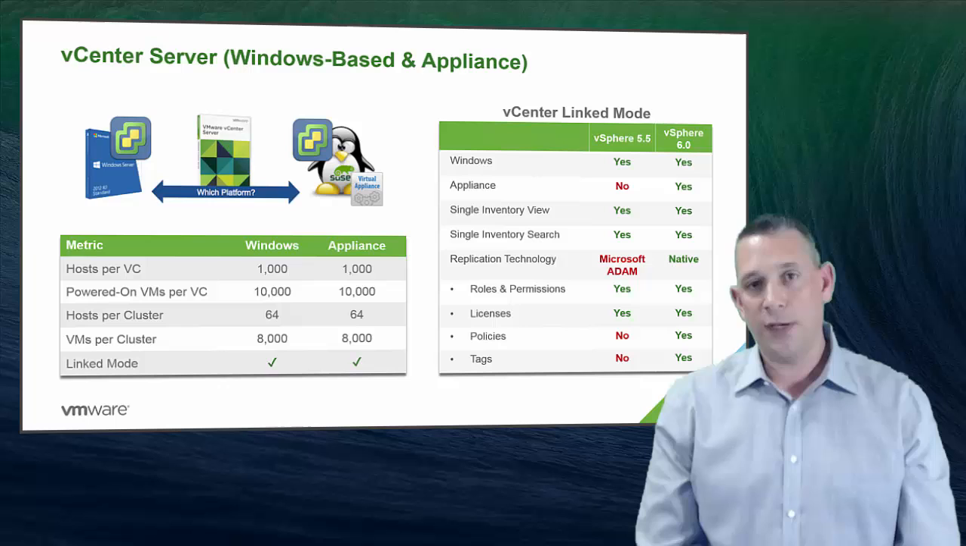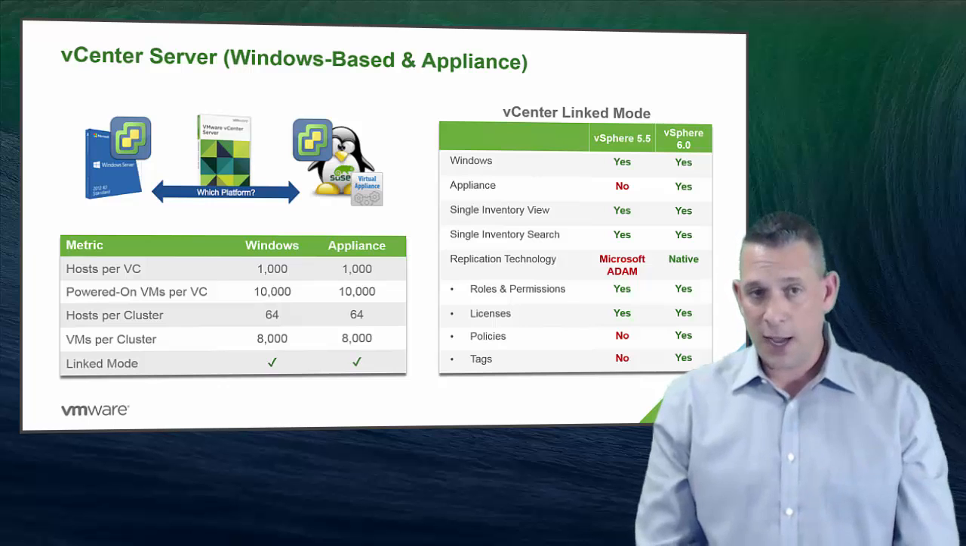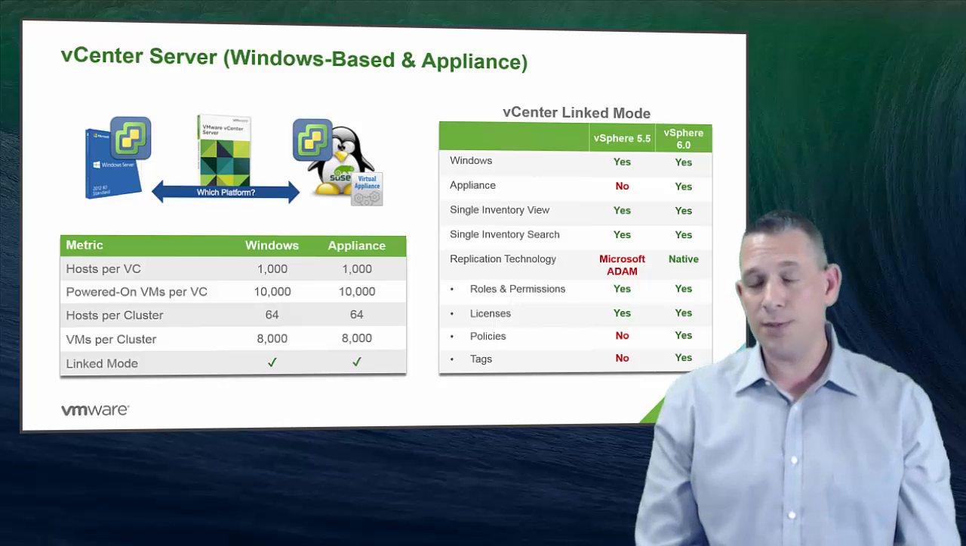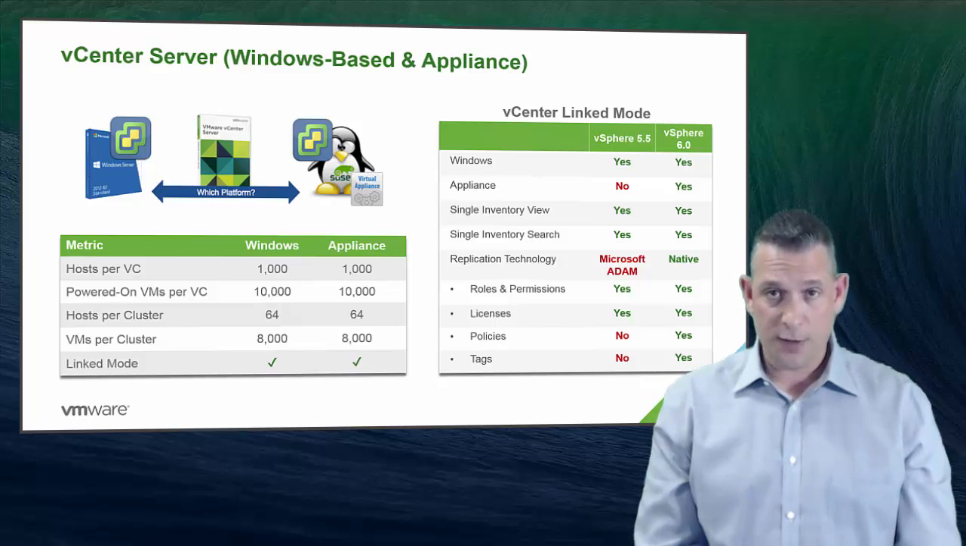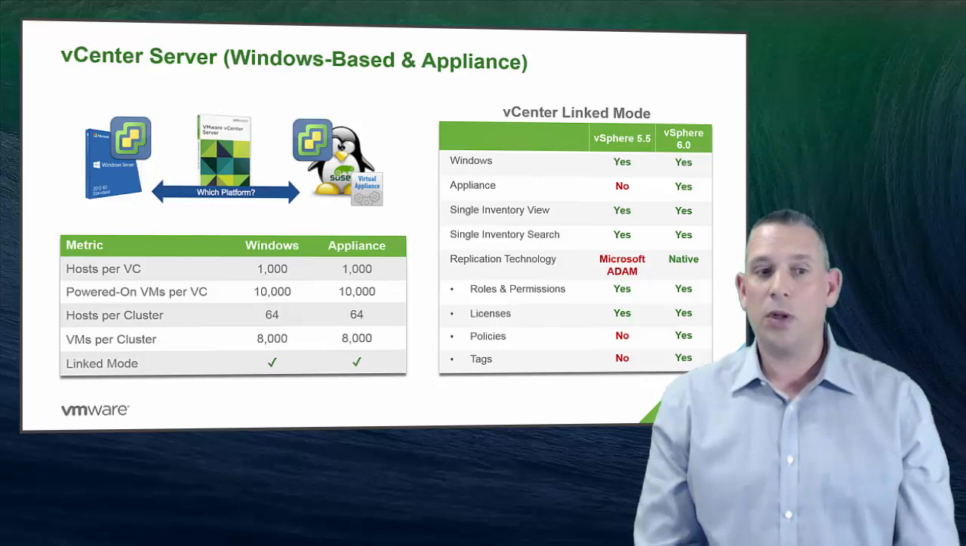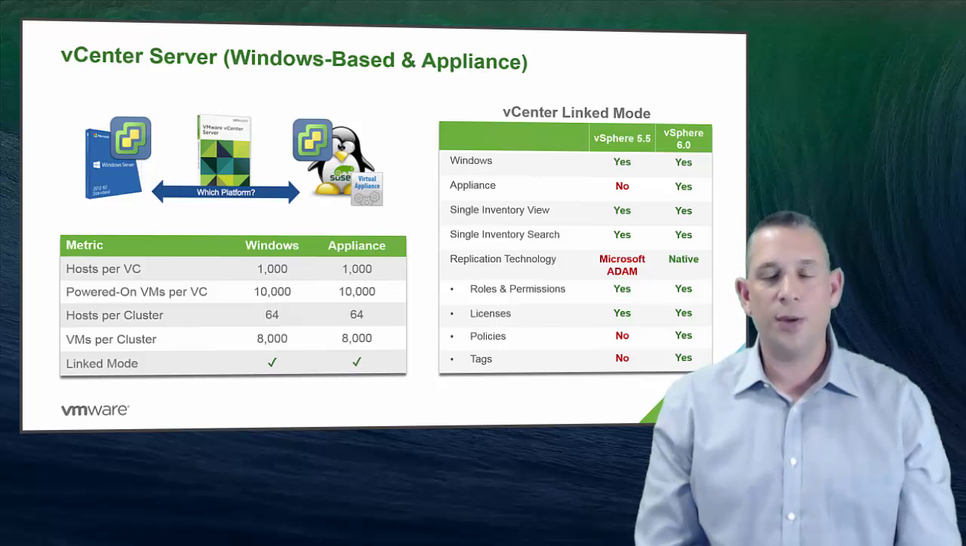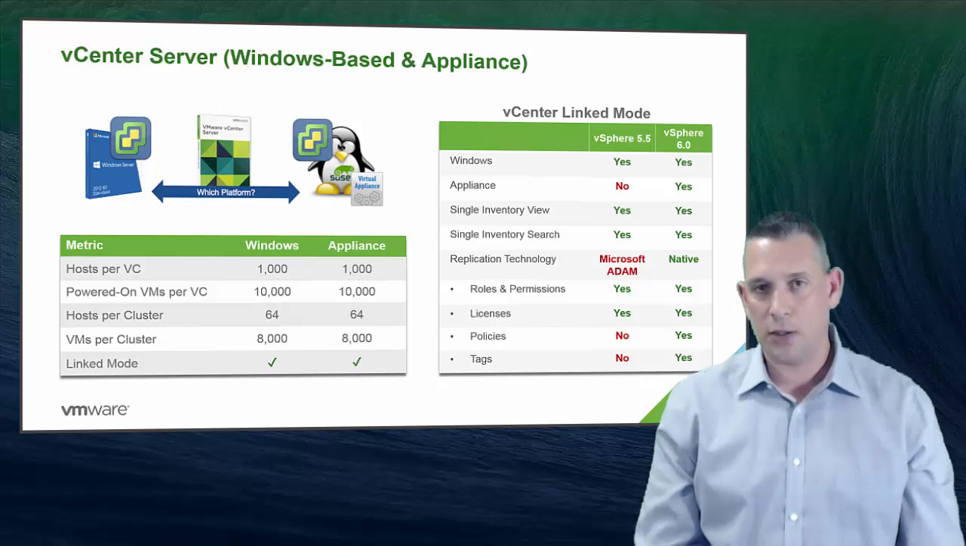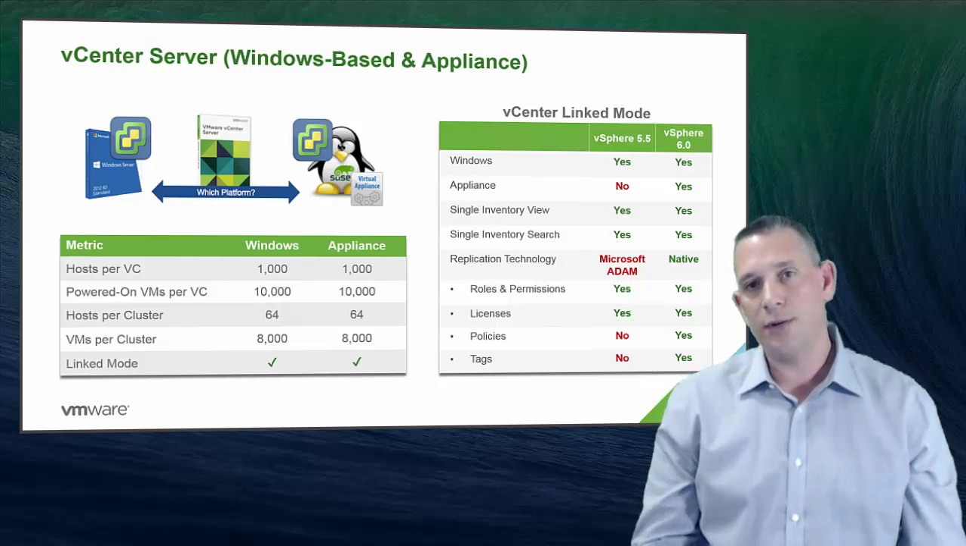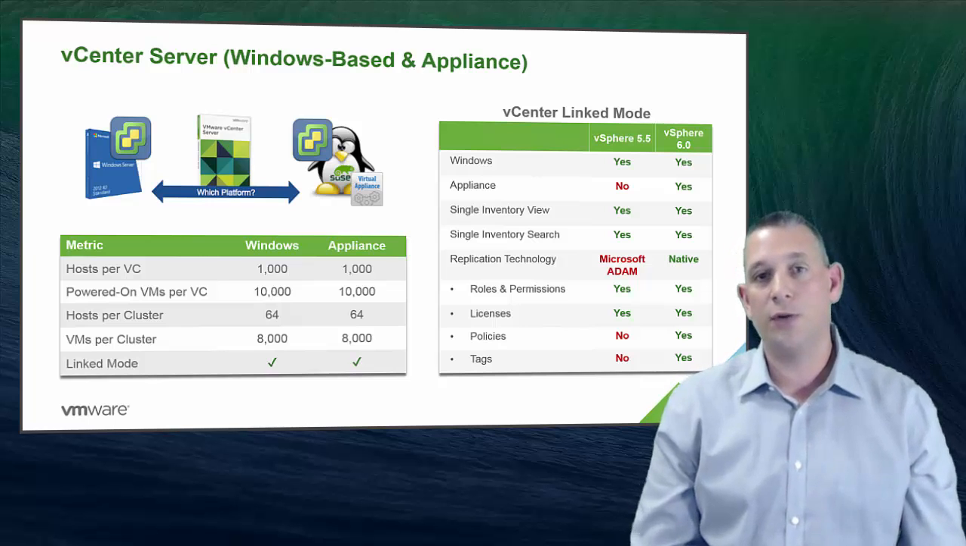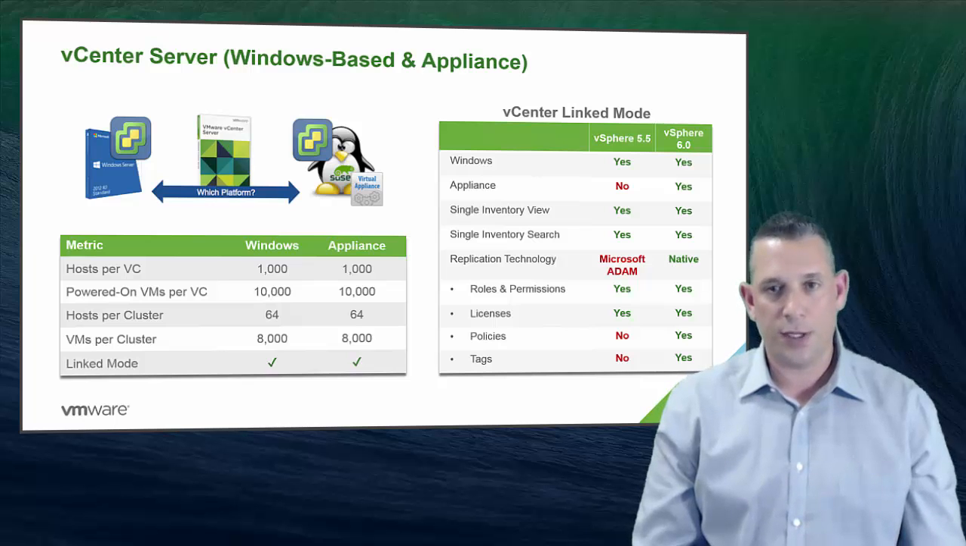Now with vSphere 6 and vCenter 6, we're happy to say that both the Windows-based and the Appliance, as you see here, are the same as far as the features and functionalities, as well as the numbers you see there for hosts per virtual center and number of hosts per cluster. Those are all the same now. So basically both of those are identical now. So now you're not having to suffer if you want to use the Appliance over the Windows-based virtual center.